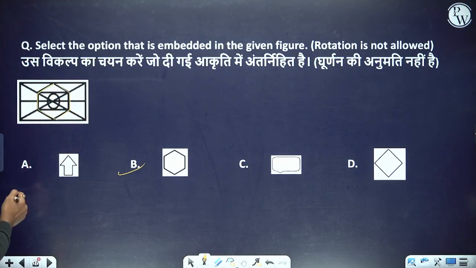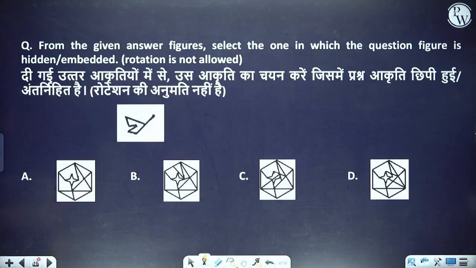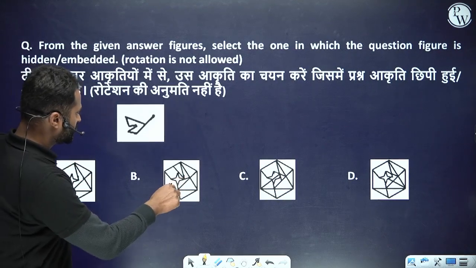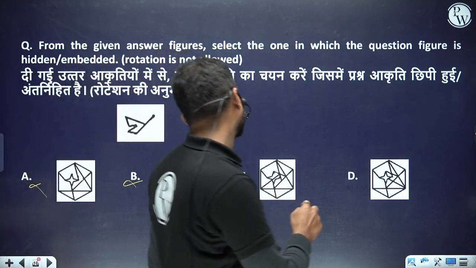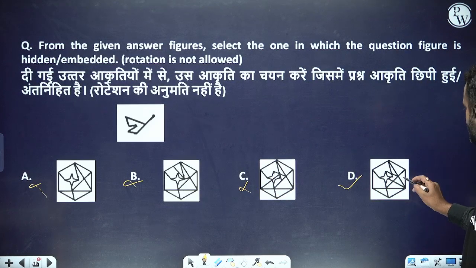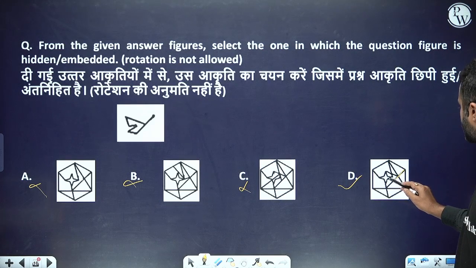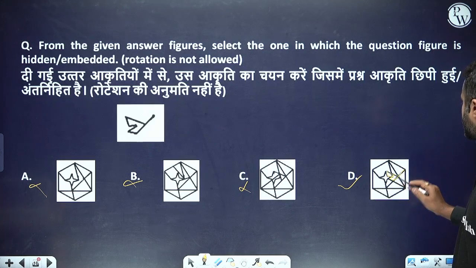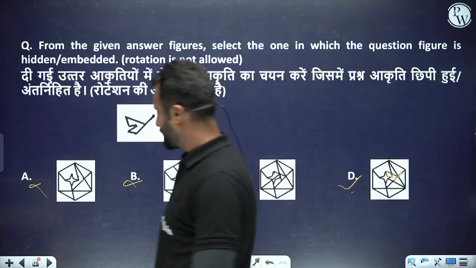A benzene. In your chemistry, you must have seen it, right? Again, a condition that you cannot rotate this. So a line and this, no. It's just the sharpness of your eyes. We'll consider D. That's it. Okay, we'll consider D as the right answer.